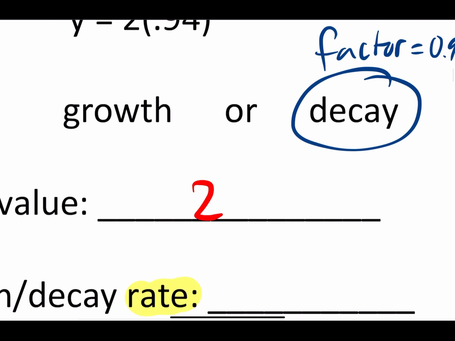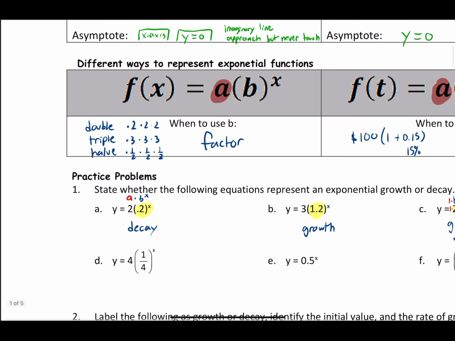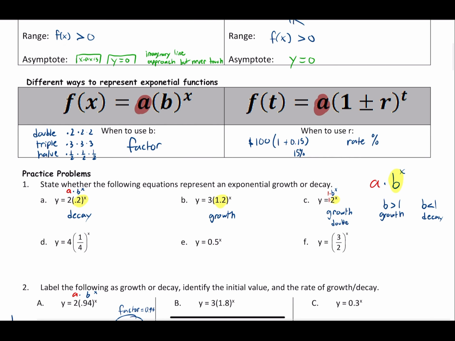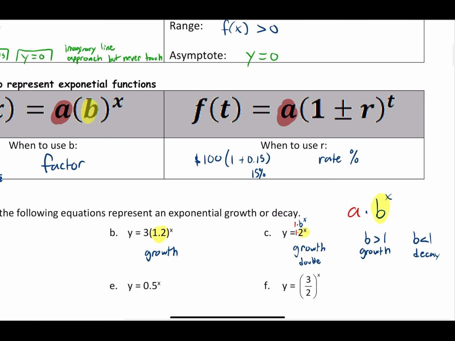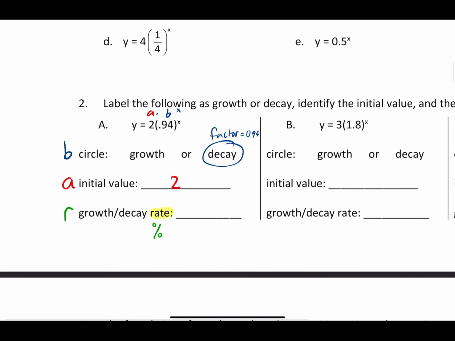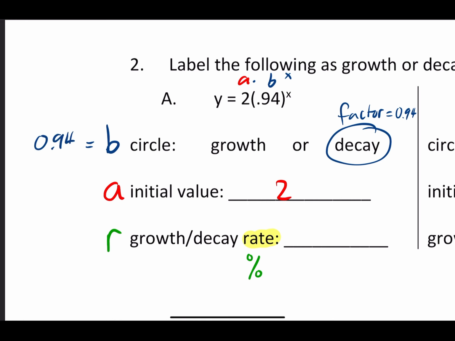So let's think. How do we find the percentage that created the factor 0.94? Well, if you recall up here, the two equations are a times b to the x and a times 1 plus or minus r to the t. Well, we know in this problem it's decay because it's less than 1, so we better use minus. But b represents the totality of what happens after 1 subtracts r. So, I know b. B is 0.94. But I don't know r. So how do I find it?